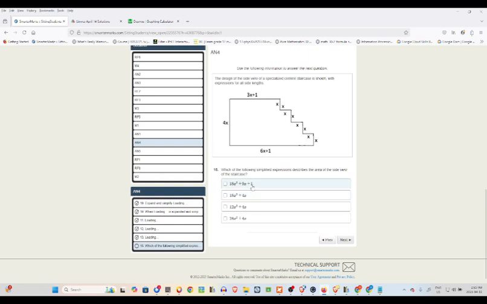So it's A or B. Plus the 4x. There's nothing else going on with the x's. So that wraps up algebra number 4.